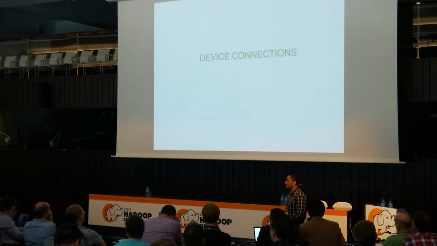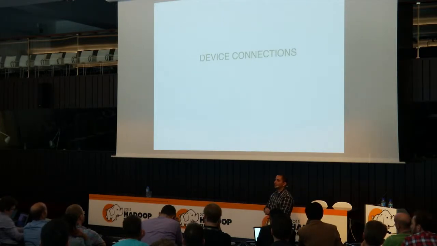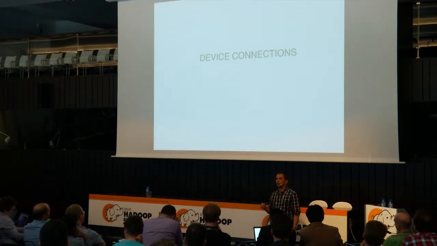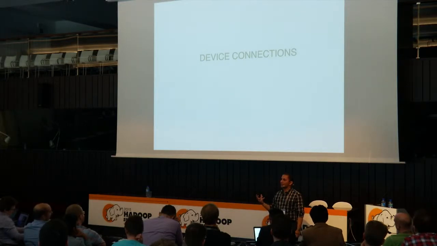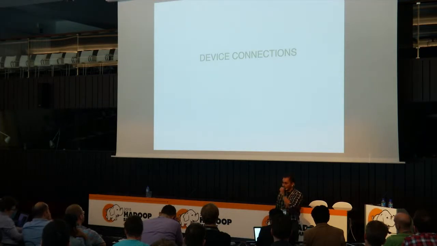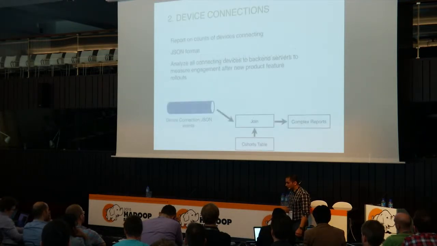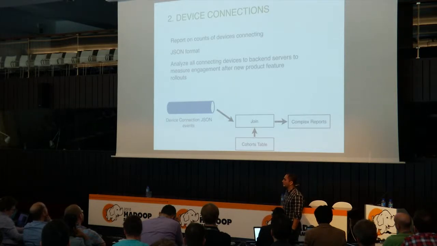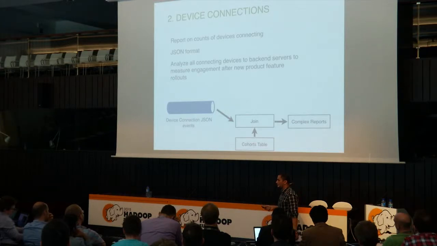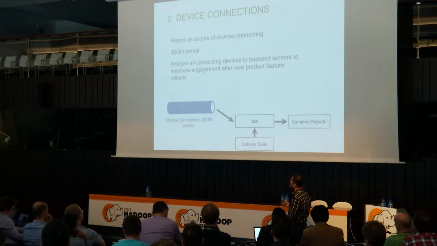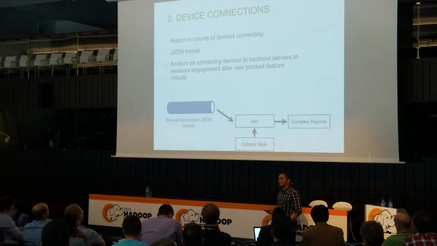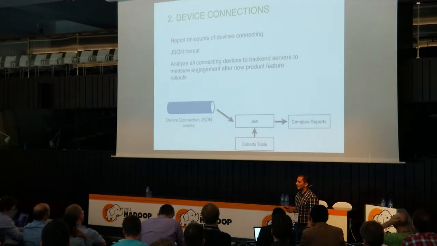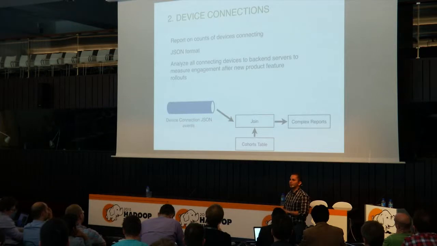The other topology that we created was to ingest device connections. These are a way for us to determine if our users are using our application, to see if they're still alive or dead. We had a topology where we were getting data in JSON format, and we had to do a join to the table, and so on and so forth. So pretty similar to the last one. I'm not going to go too much into the details of this particular one, but it's just another way of doing ETL into Hadoop via Storm.